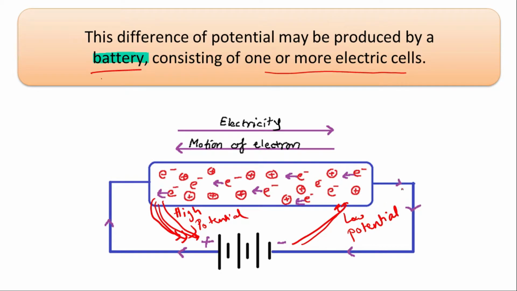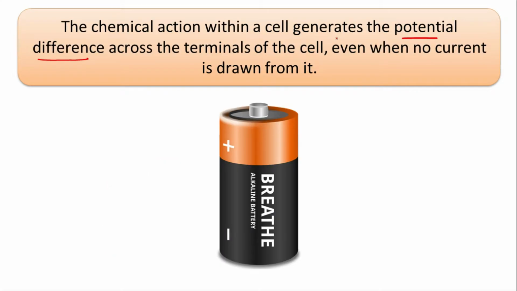Once the difference is created there will be a flow of electrons, and once the electrons flow there will be a flow of electricity or current. This is how electrons flow inside a conductor with the help of batteries. Hope it is clear. Another question arises: how is this potential difference created at the terminals of the battery? The chemical action within the cell generates a potential difference across the terminals of the cell even when no current is drawn from it.